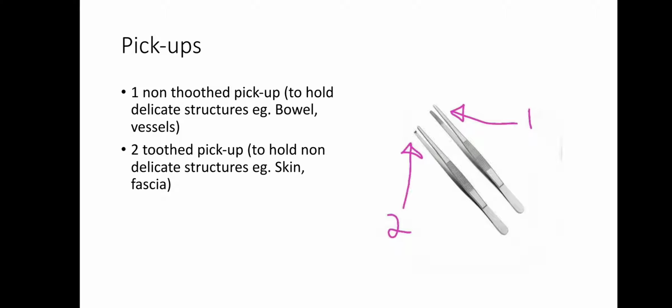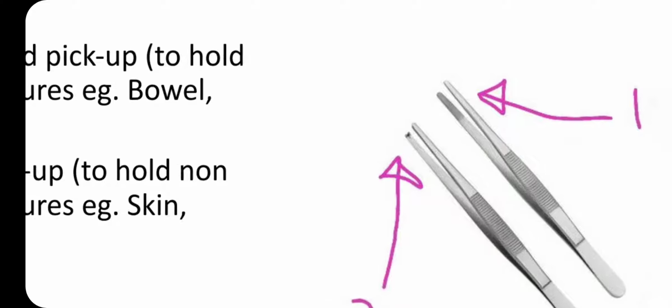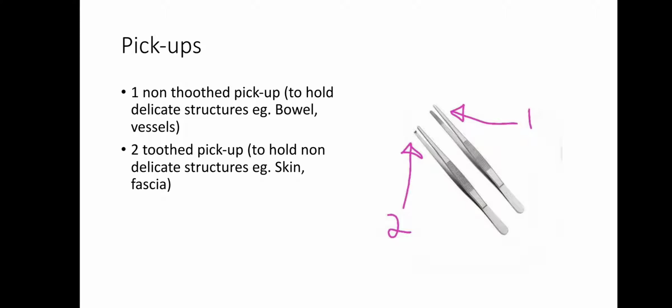Pickup forceps can be toothed or non-toothed. Non-toothed pickup used to hold delicate structures like bowel or vessels. Toothed pickup used to hold skin, fascia or any other non-delicate structures.